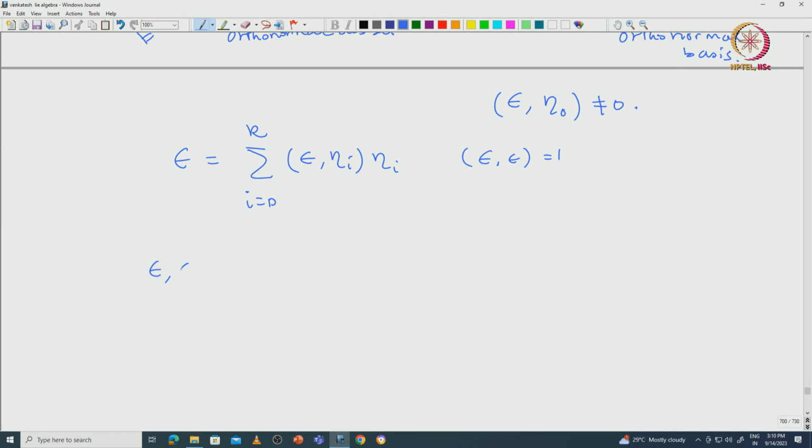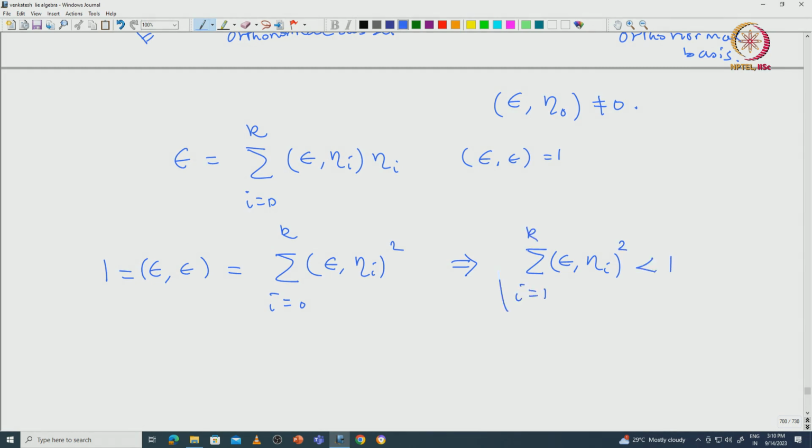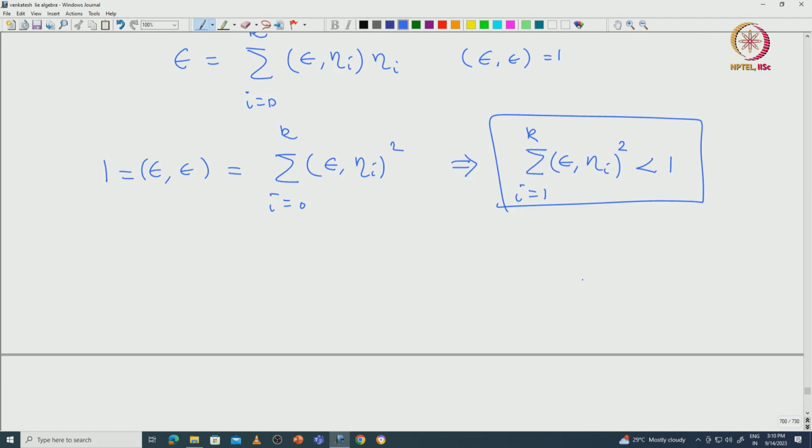So, in particular if you compute the norm of epsilon squared, which is 1, you can see that this is exactly equal to the summation of inner product epsilon, eta i squared, i ranging from 0 to k. So, then this means the summation of inner product epsilon, eta i squared where i ranges from 1 to k must be strictly less than 1. So, this is a very strong restriction on the squares of these inner products.